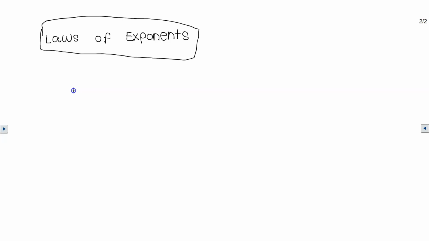The first law of exponents that I want to review with you is called the product rule. You all will remember from your previous math classes that the word product means the answer to a multiplication problem. So this product rule is going to tell me how to work with exponents when I am doing multiplication problems.